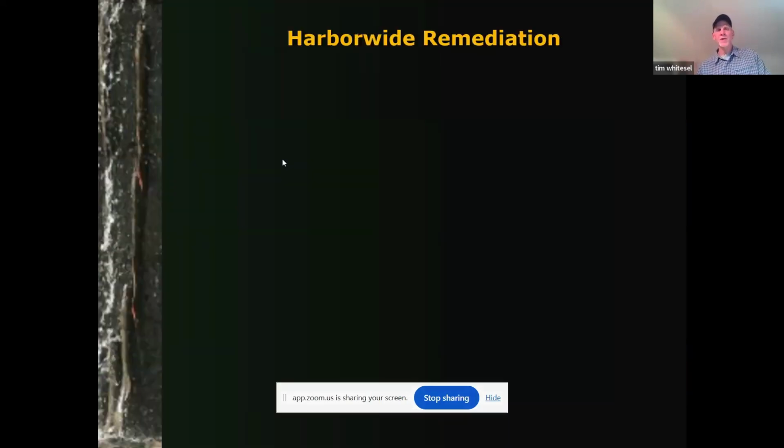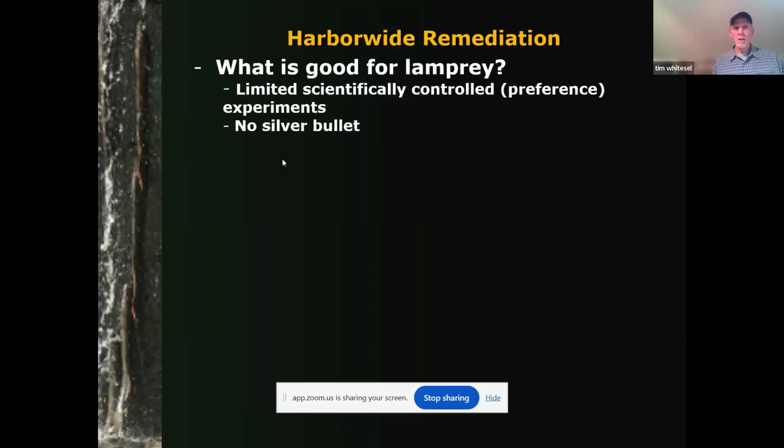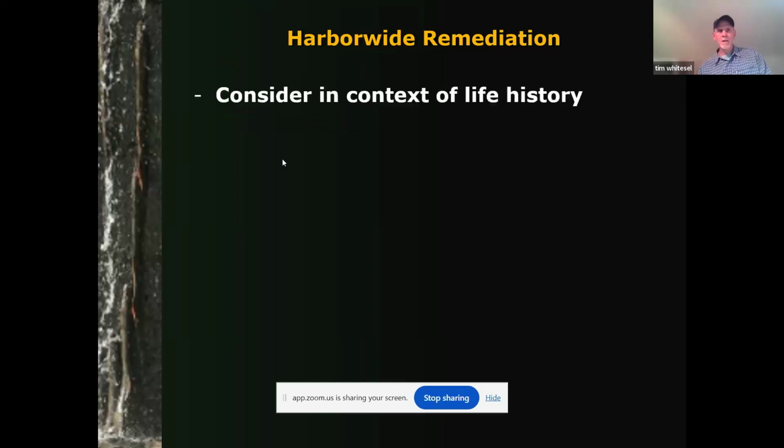All right, remediation. We're getting to the end, folks. Stick with me. Harbor-wide remediation. So the question we get a lot is, what's good for lamprey? Well, there's limited scientifically controlled, what we would call preference experiments. So I can't tell you with great certainty that, hey, larval lamprey prefer X. Go do this. So there's really no silver bullet that I can bring to the table. I know that's maybe disappointing, but it's the most honest me that you can get.